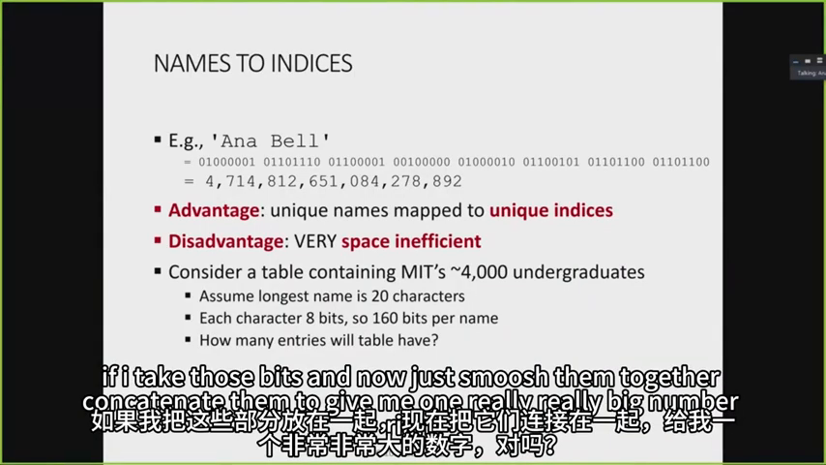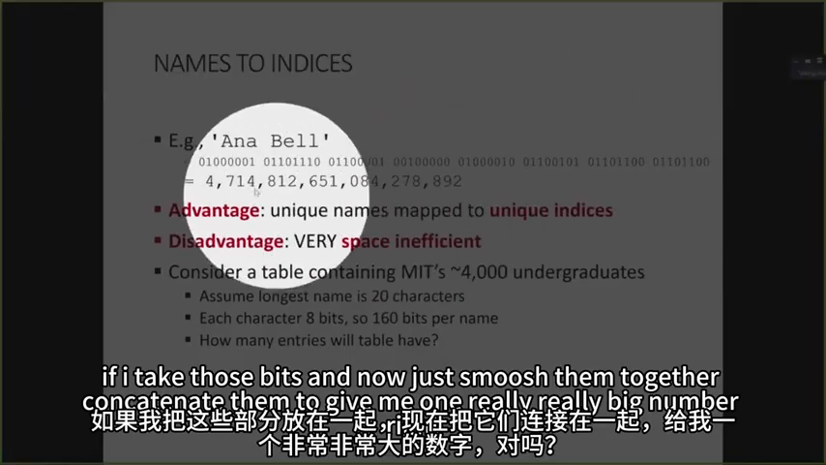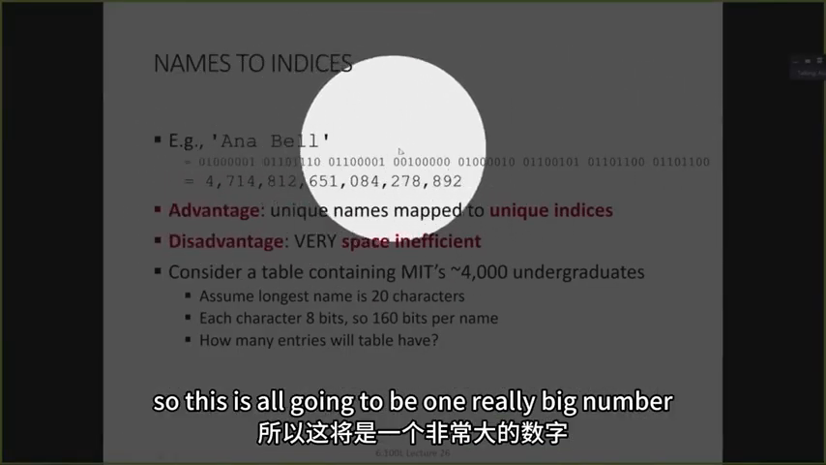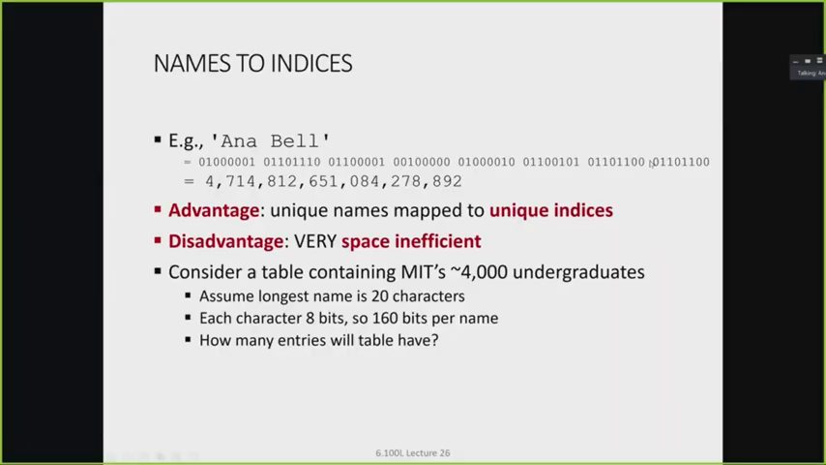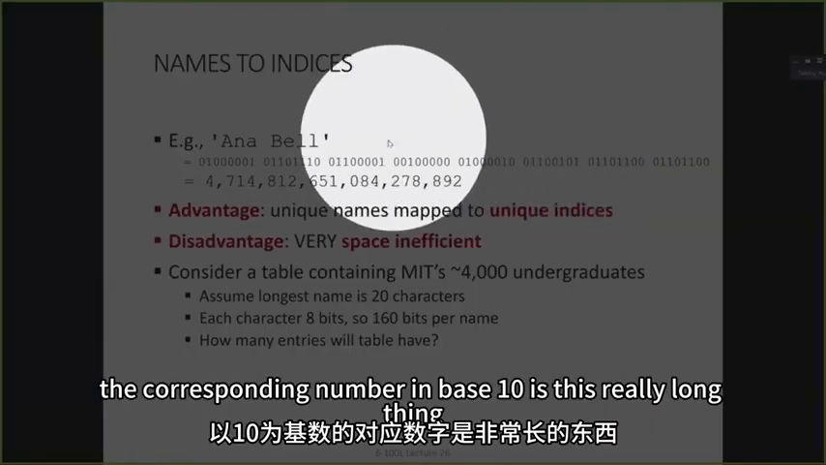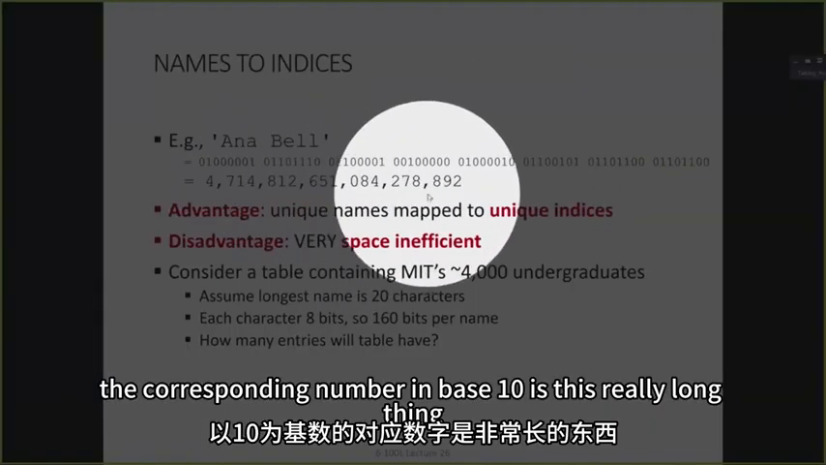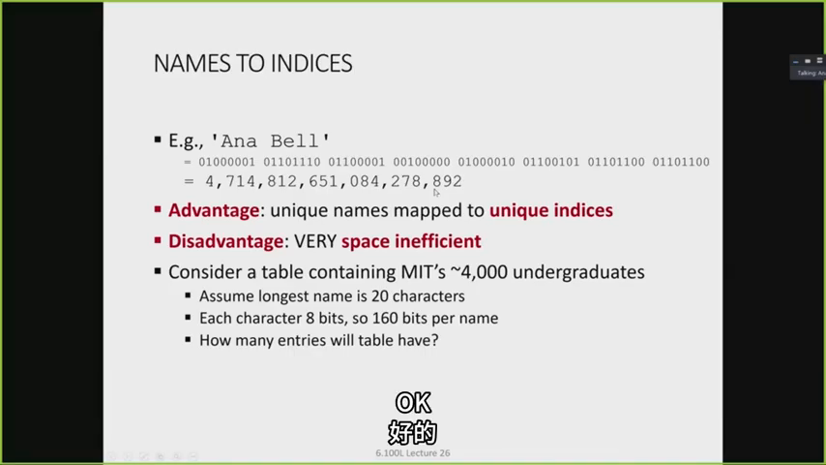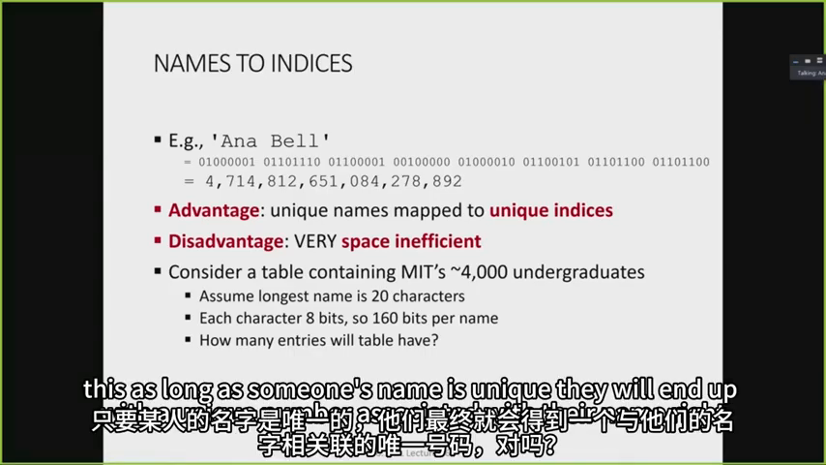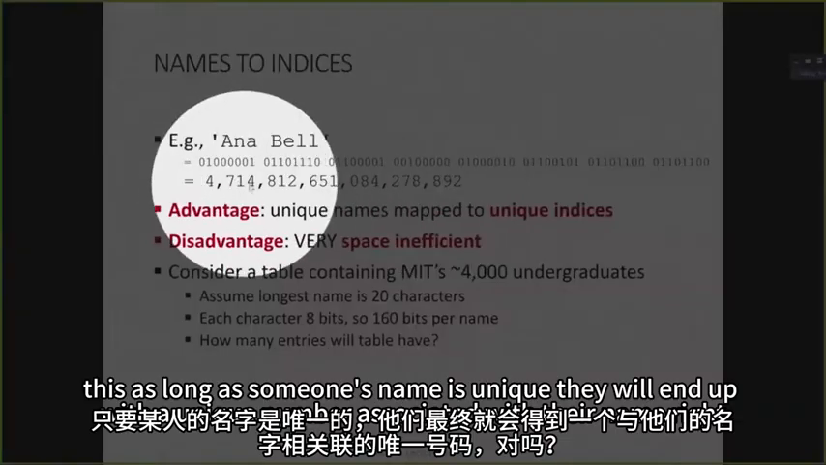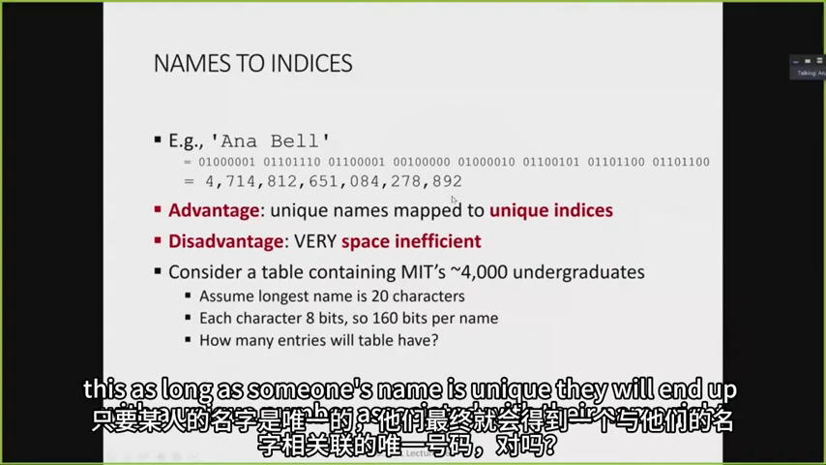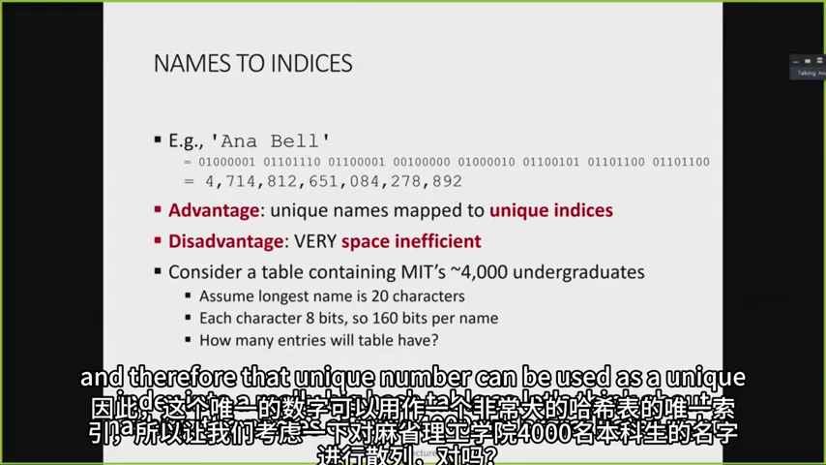Now, if I take those bits and just smush them together, concatenate them to give me one really, really big number, right? So this is all going to be one really big number. The corresponding number in base 10 is this really long thing. Okay? And so if I do this, as long as someone's name is unique, they will end up with a unique number associated with their name, right? And therefore, that unique number can be used as a unique index into a really big hash table.